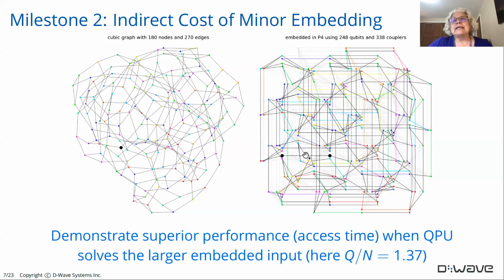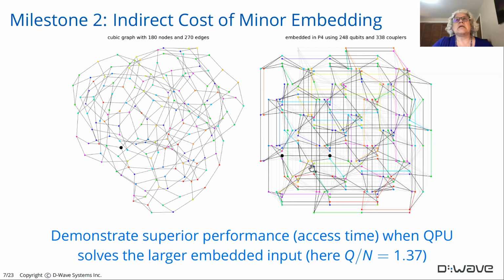If they don't have the same value, that's called a broken chain, and there are mitigation techniques that can be applied. But the point is that what happens when you're minor embedding, unless the original graph is a subgraph of Pegasus, is that you're going to get a bigger problem when you do this.